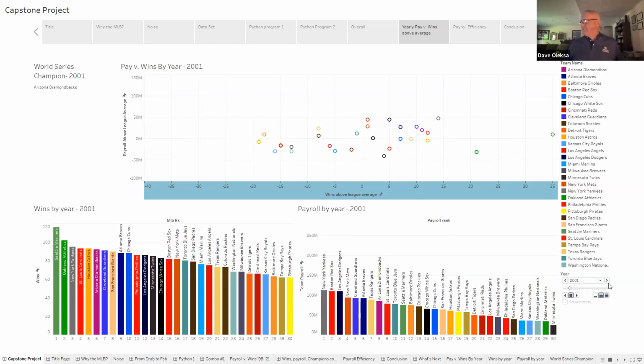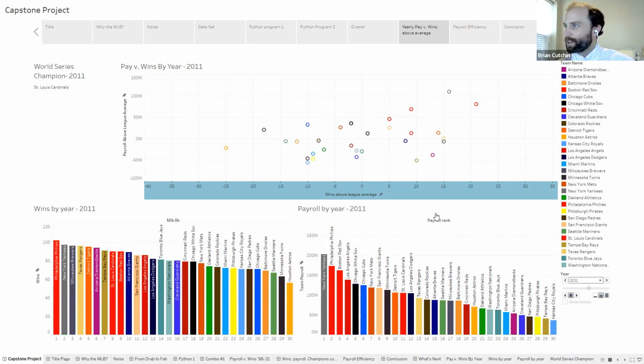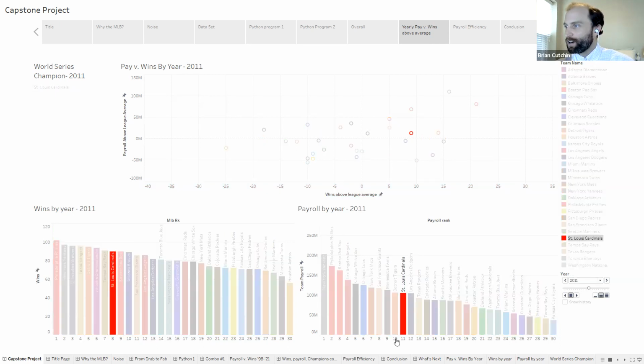2011. That's right. 2011 is one of the years they won a World Series championship. So we see here that the Cardinals had the 11th highest payroll while having the 8th best record. So they won a few more games than everyone else and spent a little bit more money.